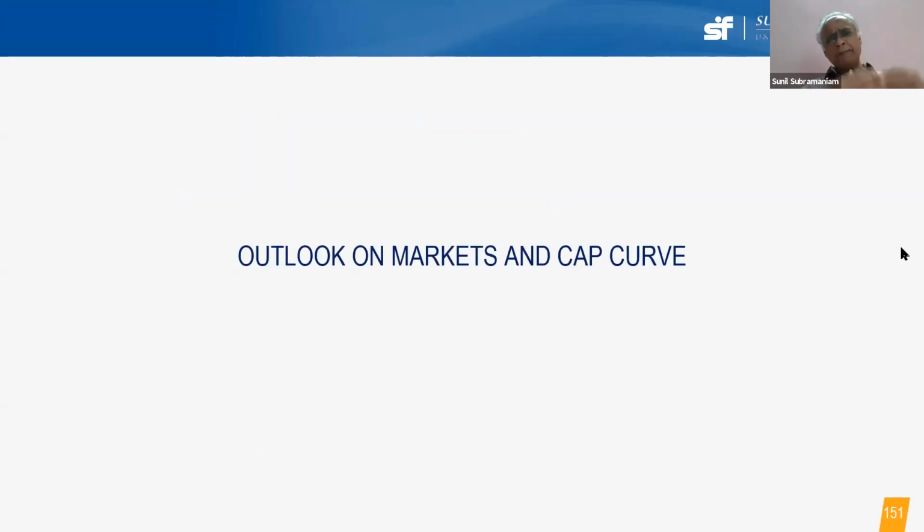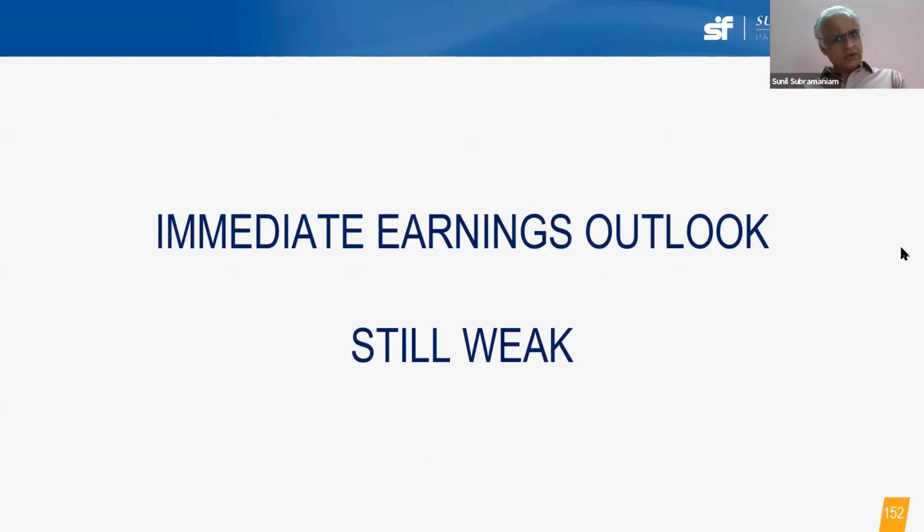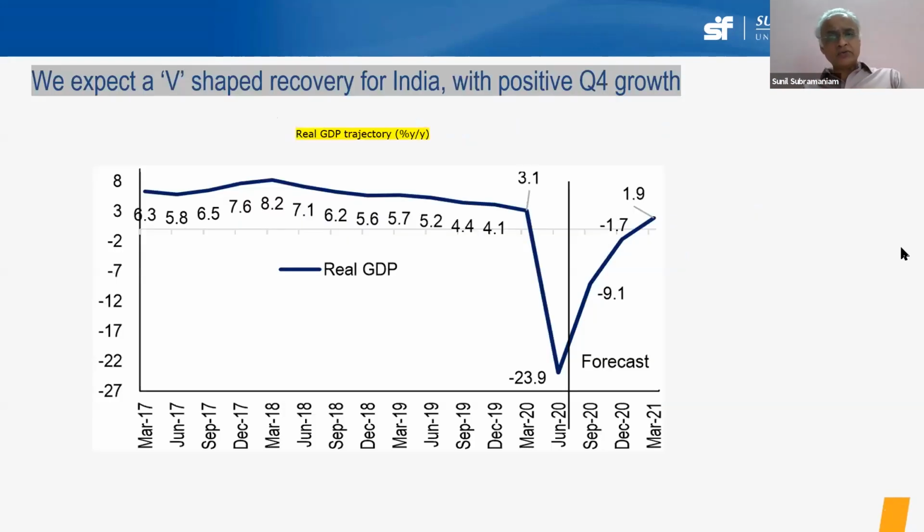So now that was the past. Let's look at the outlook to decide your investment allocations, the markets, and the cap curve. So the immediate earnings outlook is still weak. Because as I said, I showed this graph earlier, from a negative 24%, we are going to see a negative 9 and a negative 1.7, and then only a positive. So in the coming weeks and months, you are going to see earnings being challenged in the stock market.